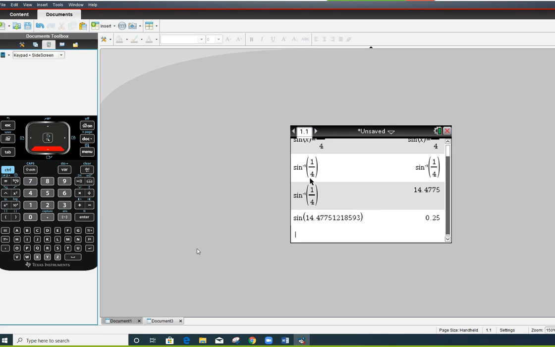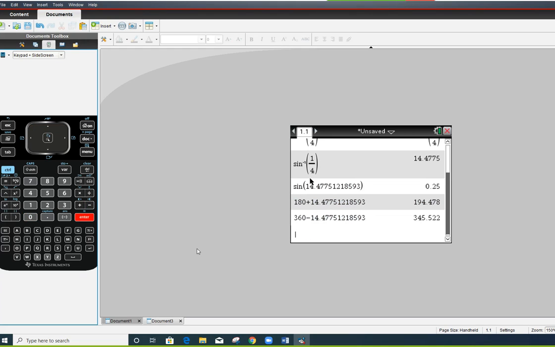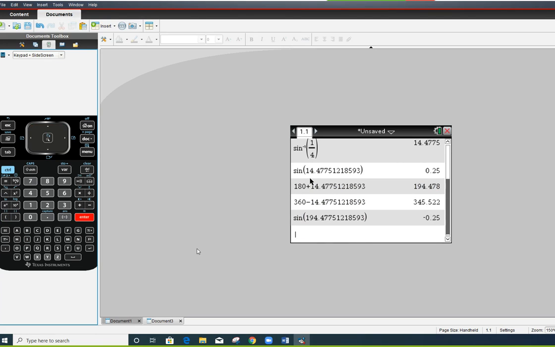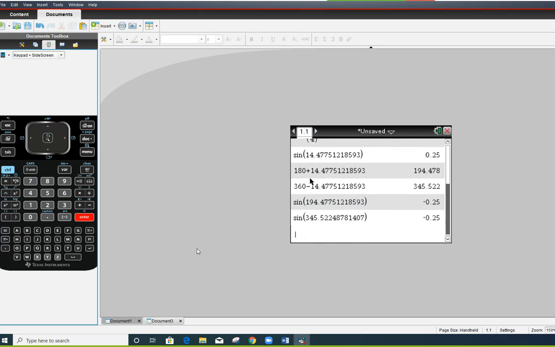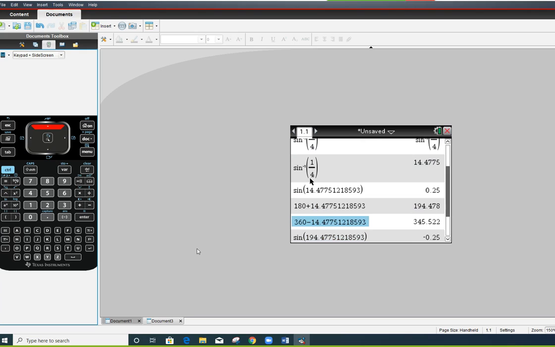For quadrant 3, I would do 180 plus the reference angle, 194.78. And if I was doing quadrant 4, I would do 360 minus the reference angle. And those are our two answers. If I plug it back in and do the sine of that, I get negative 1/4. If I do the sine of that, I get negative 1/4. It all came from finding the reference angle by doing the sine inverse of the positive ratio and applying that to the quadrants. So these are our two answers in degrees between 0 and 360, 194.478 and 345.522.